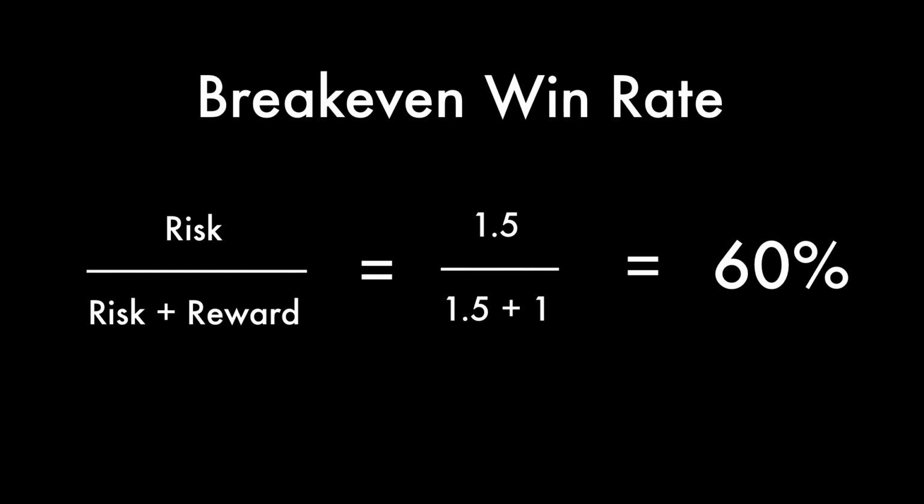This consistent framework is super useful when it comes to backtesting, because we know that whatever indicator we're testing, as long as it gives us a win rate of more than 60% over many trades, then it could give us the edge that we're looking for.